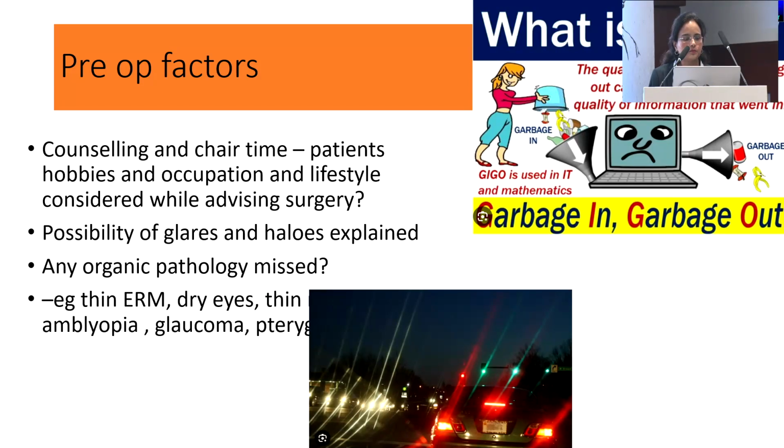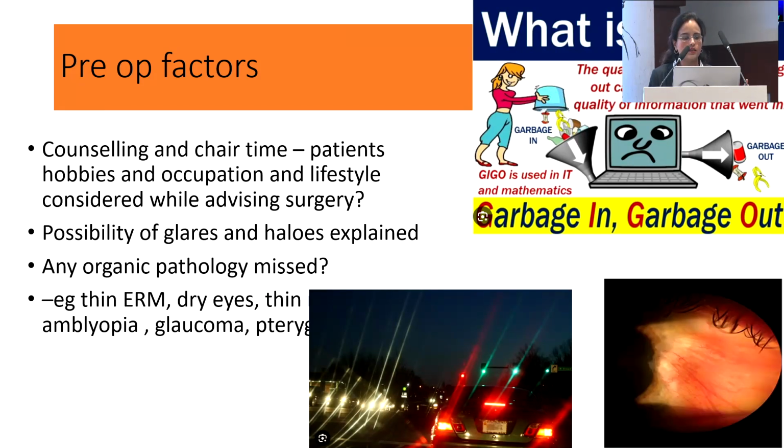And of course, it is important that any organic pathology is tested for before, because any pathology found before the surgery is the patient's problem. But if it is found out later and you tell the patient that you have a thin ERM and therefore the quality of your distance vision is less, then it becomes your problem.